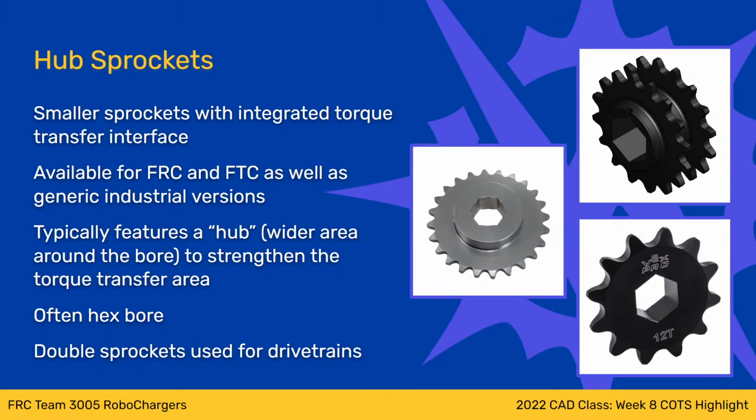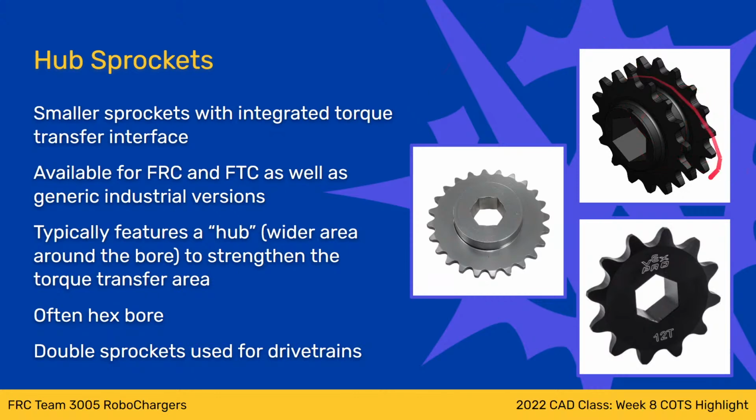In FRC and FTC, generally speaking, the torque transfer interface is a hex bore. All the ones I've shown here have a hex bore, but you can also get sprockets that have a keyway or for a D shaft, or there's other torque transfer options available. The hub sprockets I'm showing here are meant specifically for FRC and FTC. They're made by various suppliers that supply parts for these programs. However, you can also get hub sprockets that are just standard off the shelf that are meant for more generic, maybe industrial applications.